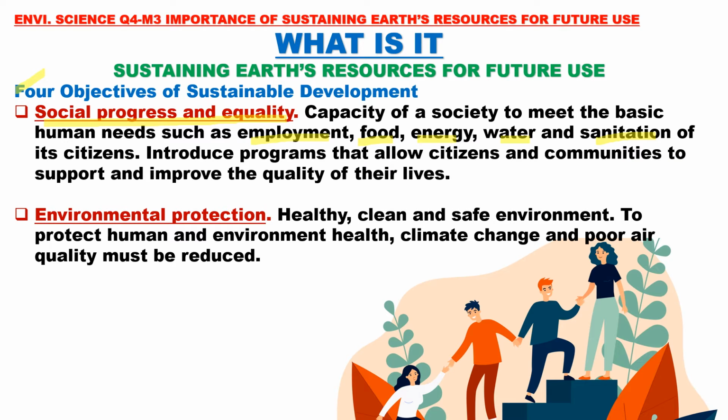The second objective is environmental protection: a healthy, clean, and safe environment. To protect human and environmental health, climate change and poor air quality must be reduced. Environmental protection refers to any activity to maintain or restore the quality of the environment through preventing the emission of pollutants or reducing the presence of polluting substances in the environment.